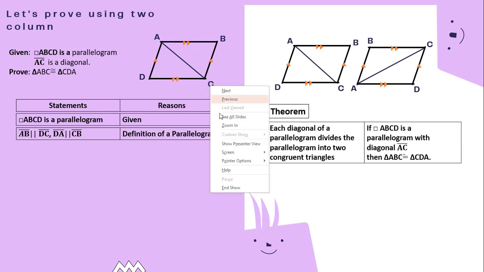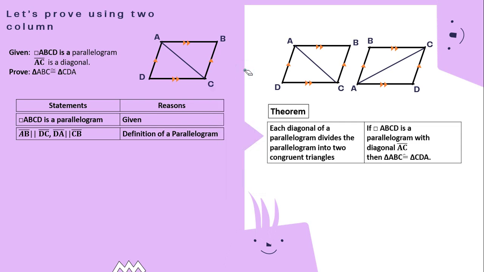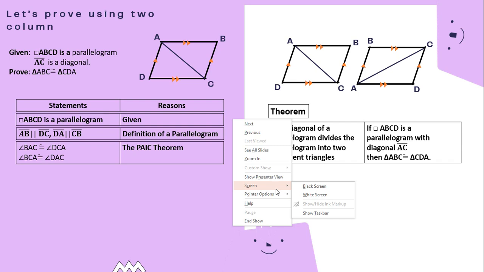Okay, so ayan. Next naman, since alam na natin na they are parallel to each other, ang next step is makita natin yung angles: angle CAD is congruent to angle BCA. Paano natin masasabi? Ang reason natin is the pair of alternate interior angles are congruent. That is the theorem that we can use to support na those angles are congruent.